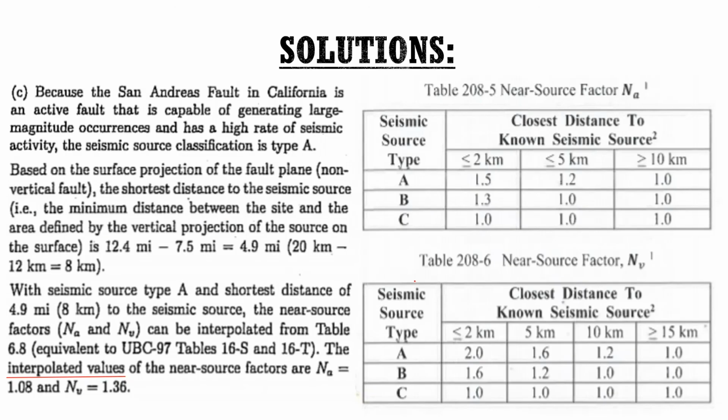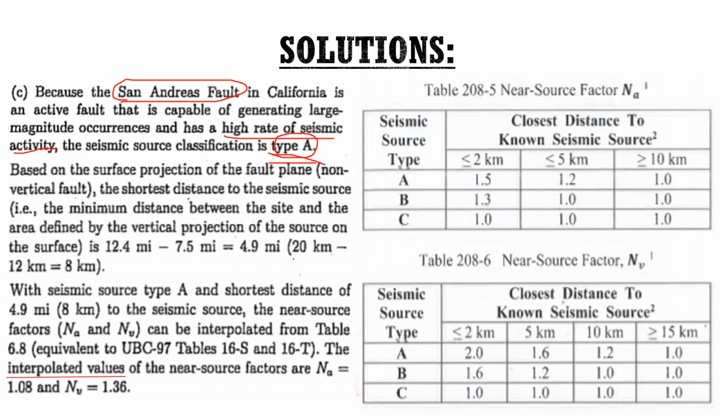For C, guys, for NA and NV, because the San Andreas fault in California is an active fault, this is capable of generating a high rate of seismic activity. I think the San Andreas fault, guys, is one of the big faults here in California. They are expecting that the earthquake is greater than 7 in magnitude. So it is type A, guys. Then based on the surface projection of the fault, this is a non-vertical fault. So the shortest distance to the near source factor is given by this.